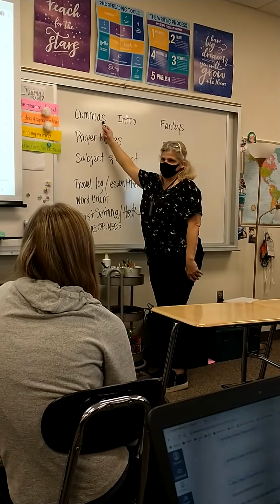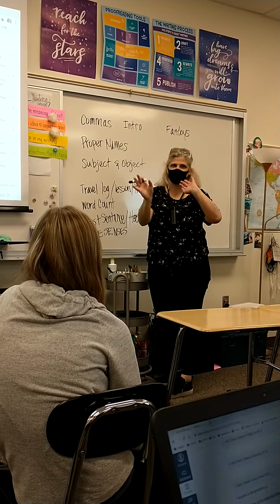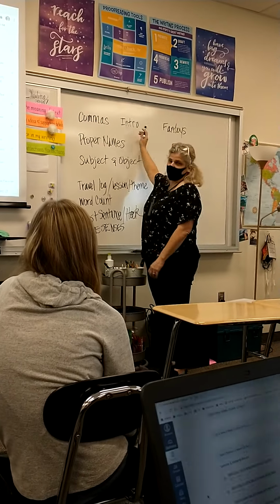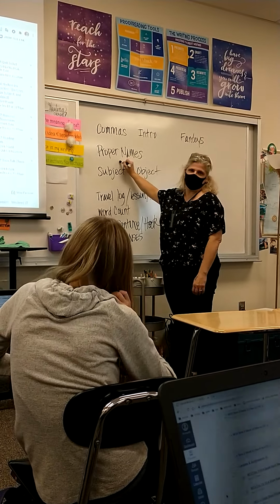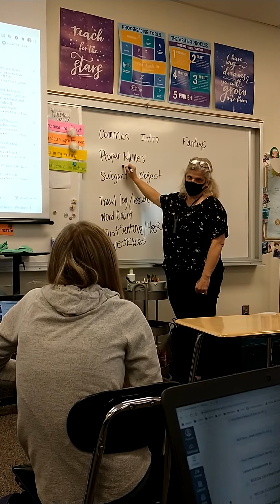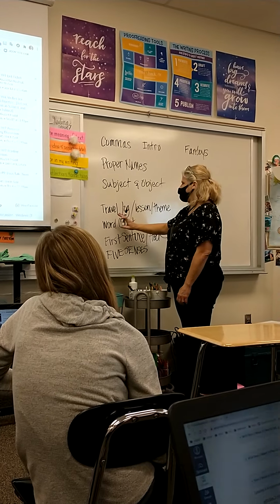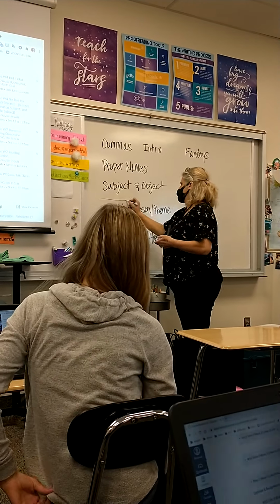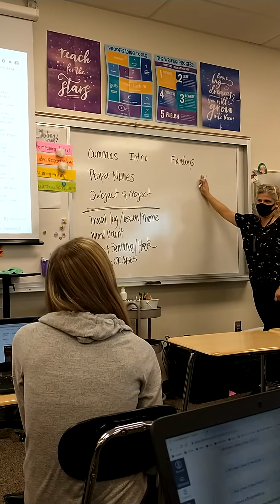First is comma mistakes, and specifically two kinds. There's all kinds of common mistakes going on, but I'm only going to take up these two today. Proper names. You guys do not know how to capitalize, even though you learned that in kindergarten. You still can't do it. Subject and object. I'll explain that when we get there. And then these guys are specifically for the narrative. So let's start up here with commas, intro, and fanboys.